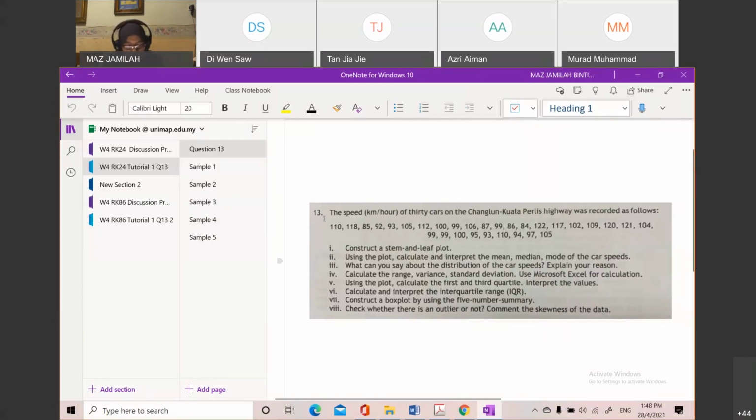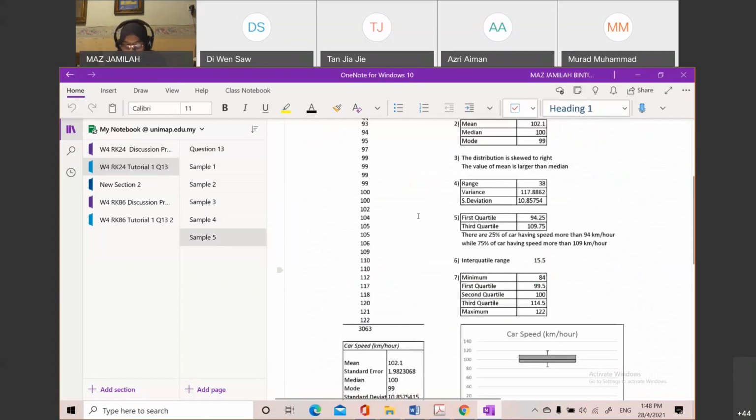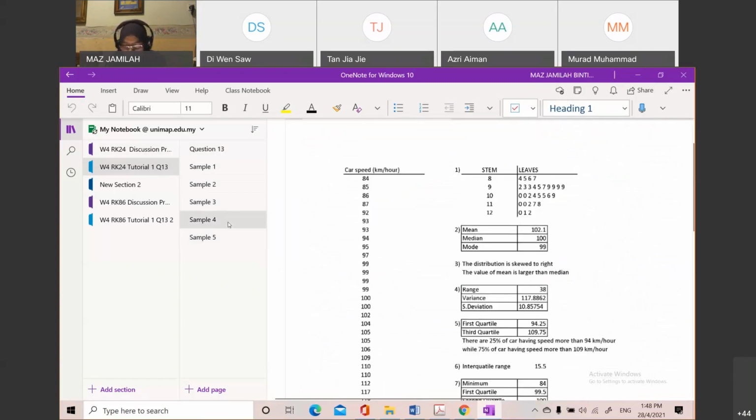Calculate and interpret. Now, the question asks you to calculate. You have done your calculation, so you should have your mark for the calculation. But the second part is to interpret. So, how should you interpret? Based on skimming through the overall tutorial submitted to me, I think for RK24 I couldn't find any interpretation of your answer.